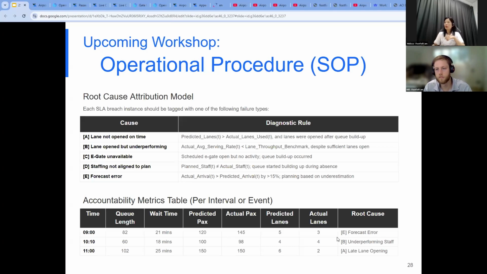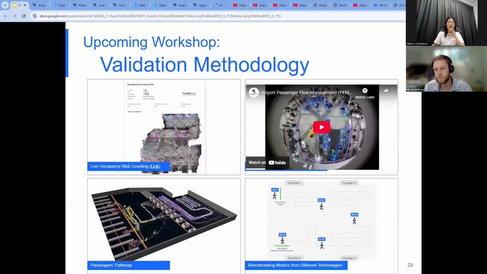In another upcoming workshop, we're going to talk about the validation methodology, because how is FootfallCam ensuring the ongoing accuracy and reliability of all the measured metrics, not just the in-out counting, but also live occupancy, waiting time, queuing line, zone level flow analytics. So for a system to truly support an airport operation, the data must be trusted. Without that, the foundation collapses.